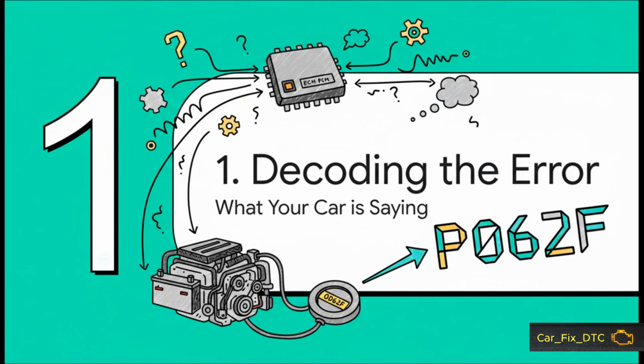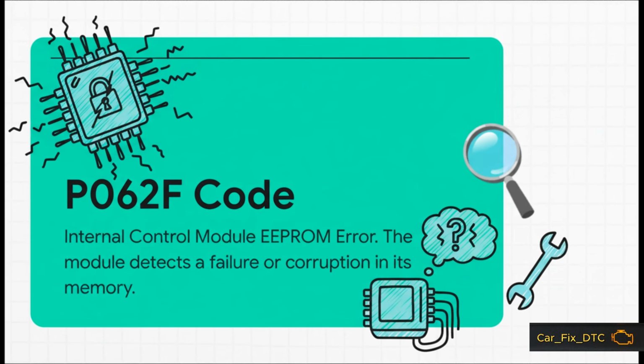Okay, first things first, before we even think about grabbing a wrench, we have to play detective. What is your car actually trying to tell you with this code? Let's translate it from computer speak into plain English. So what in the world is an EEPROM error? Well, EEPROM is basically the computer's long-term memory. It's where all the essential, permanent rules for how to run your engine and transmission are stored. The P062F code means the computer did a self-check and found that its own memory is corrupted. It literally cannot trust itself to do its job right.